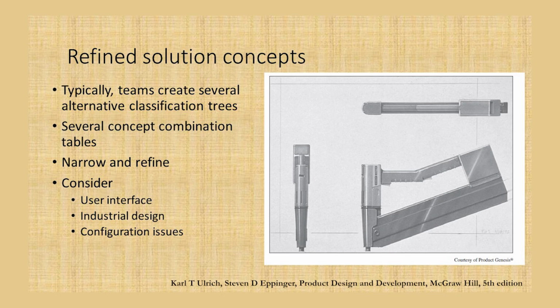Think about industrial design: how can it actually be made in a factory setting? What kind of manufacturing processes do you have? Do you have a polymer-based manufacturing process? Do you have a metal-based manufacturing process? What kind of shapes can they produce? That is all the industrial design going into your concepts.